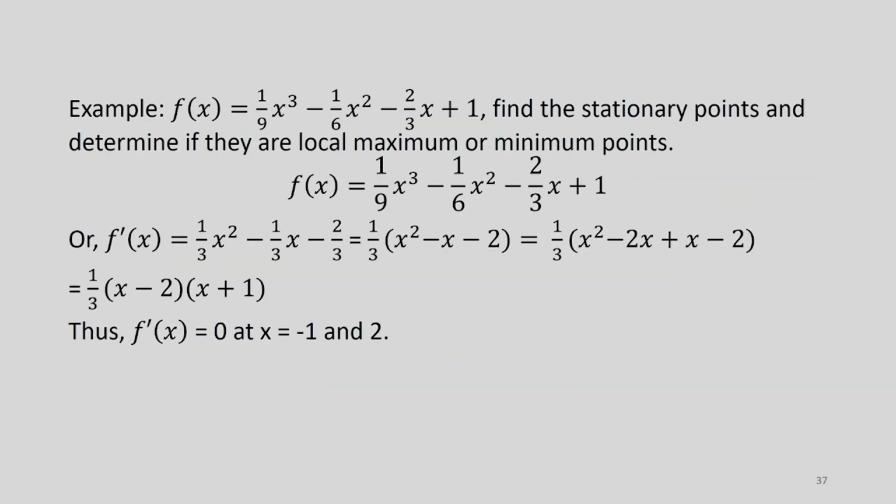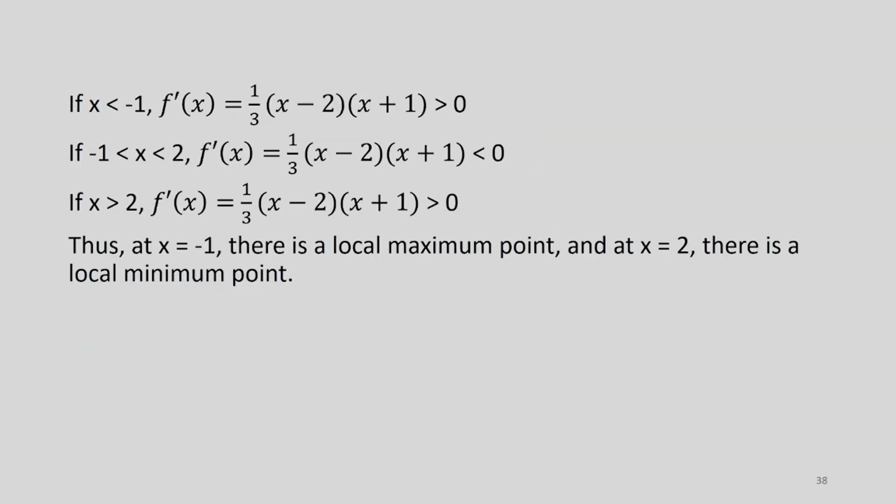And this is the example that we discussed in the last lecture. A function is given, a polynomial function, f x is equal to 1 divided by 9 multiplied by x cube minus 1 divided by 6 x square minus 2/3 of x plus 1. So, we have to find the stationary points and determine if they are maximum or minimum points. We have found the stationary points as minus 1 and plus 2. Then we have to look at the signs of f dash of x to the left and right of these two stationary points, and that is what we are doing here.